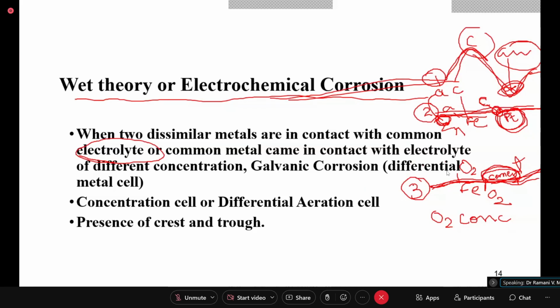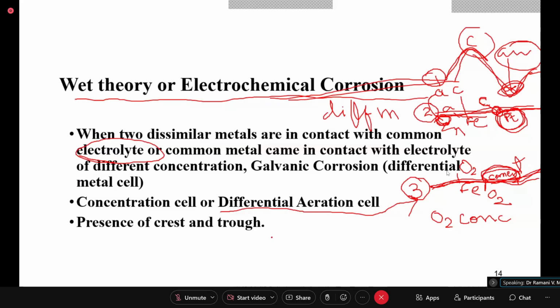Then the third reason: this is termed as differential metal cell. And this is the oxygen concentration cell or differential aeration cell, that is the third part. So that is how the wet theory of corrosion says there is presence of electrolyte.